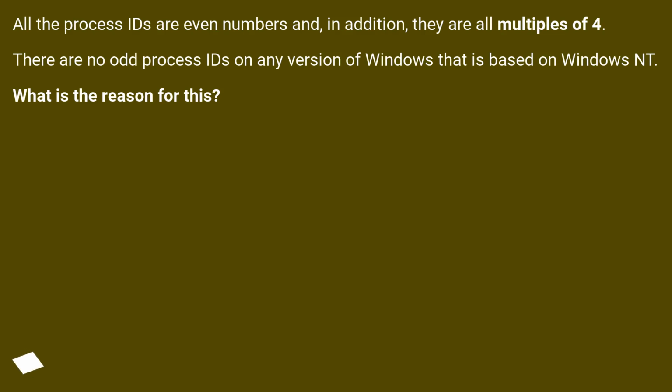All the process IDs are even numbers and, in addition, they are all multiples of 4. There are no odd process IDs on any version of Windows that is based on Windows NT. What is the reason for this?